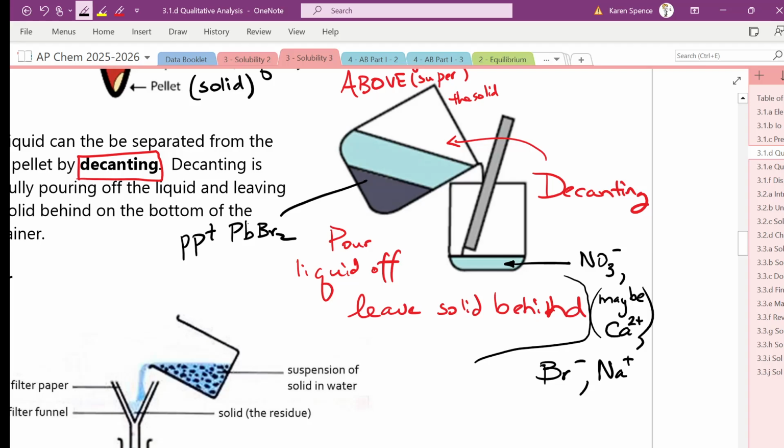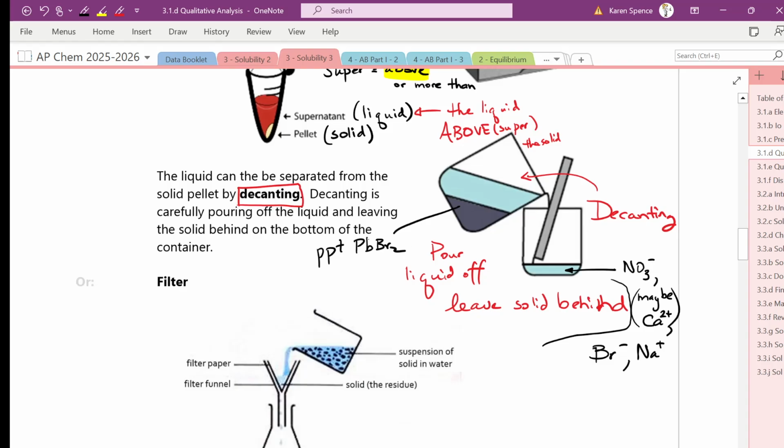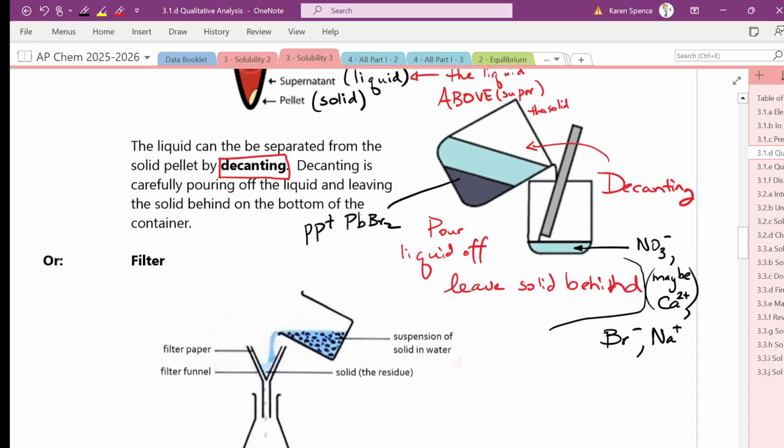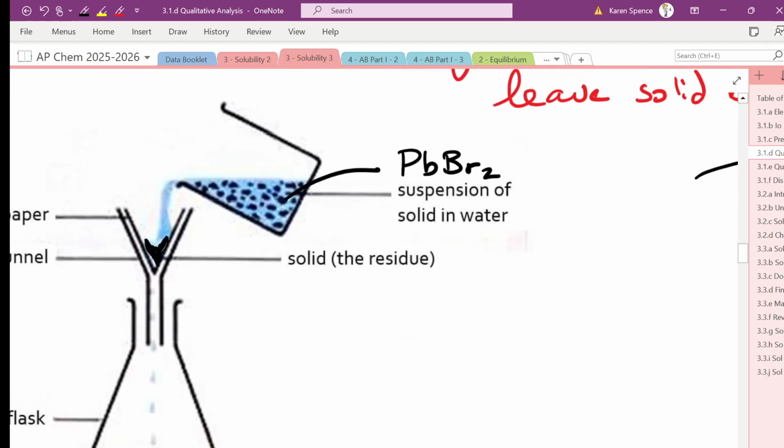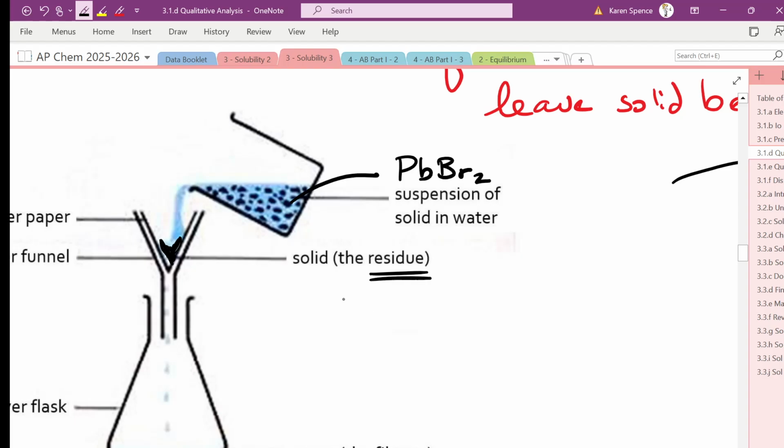The other option, of course, is to filter it. And if we have in here our lead bromide, we pour it through the filter paper, and the solid ends up here. That's our solid. It's no longer called the pellet, it is called the residue.